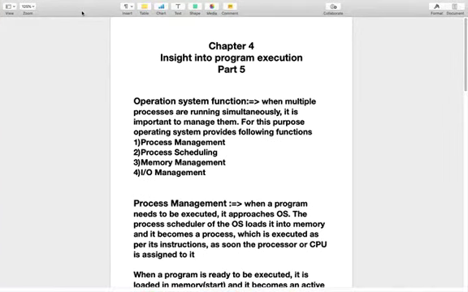Hello students, today we learn about what operating system functions are. When multiple processes are running simultaneously, it is important to manage them. For this purpose, the operating system provides the following functions.